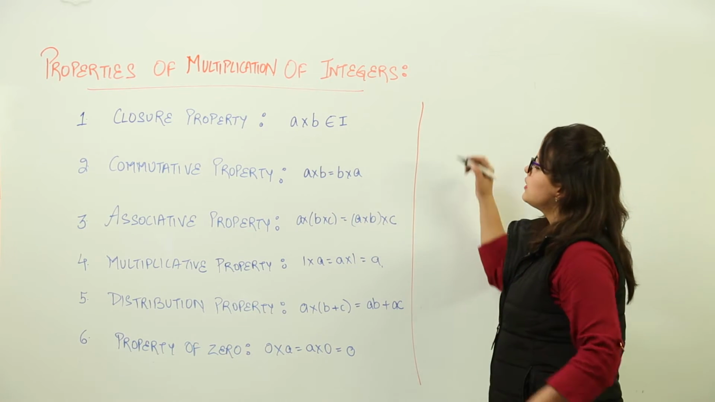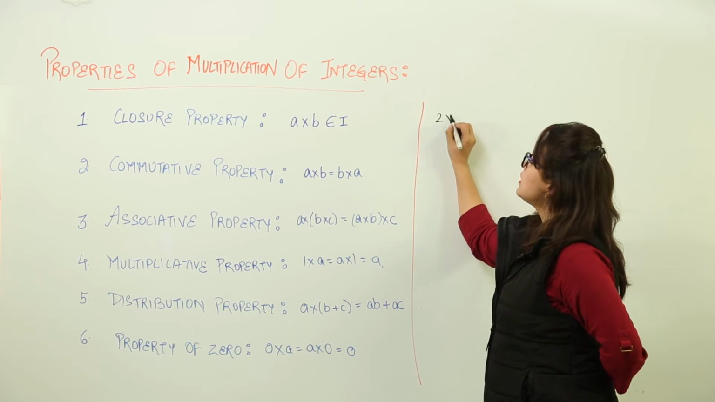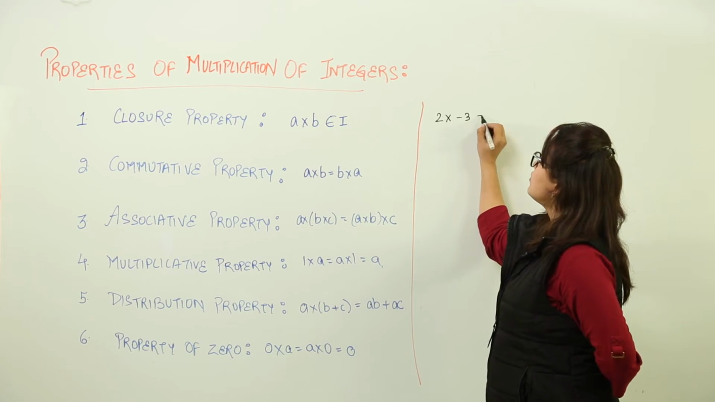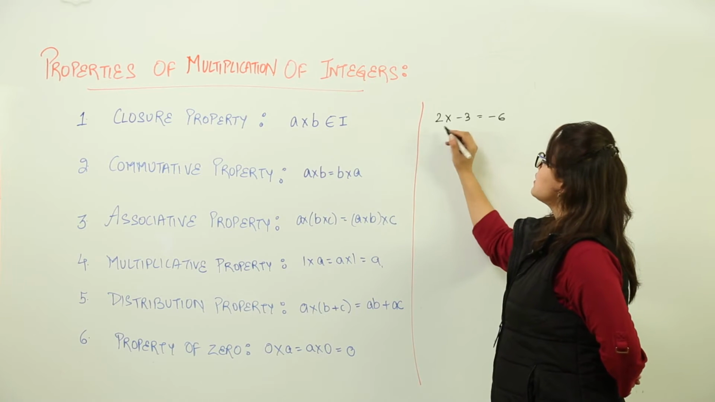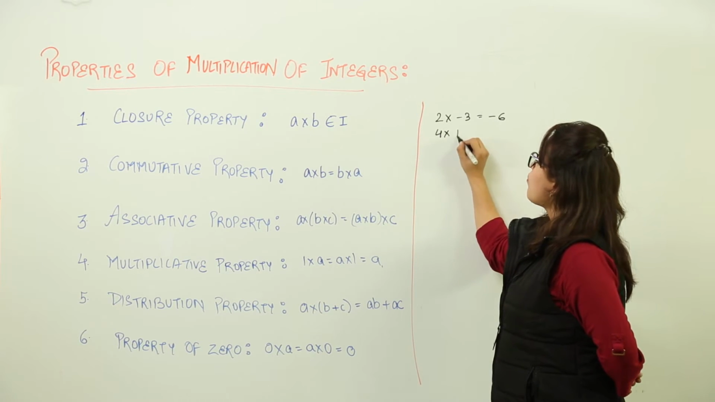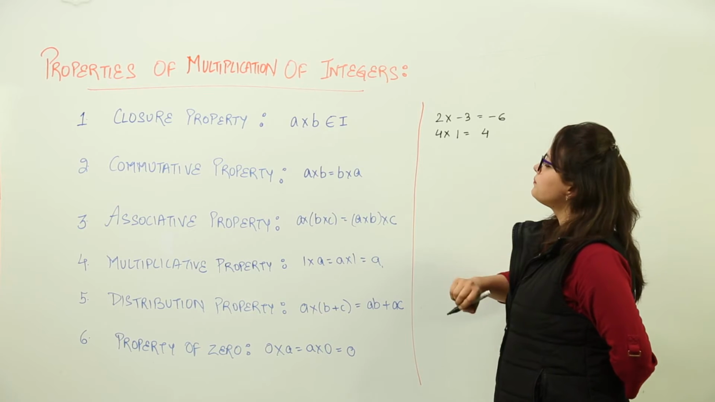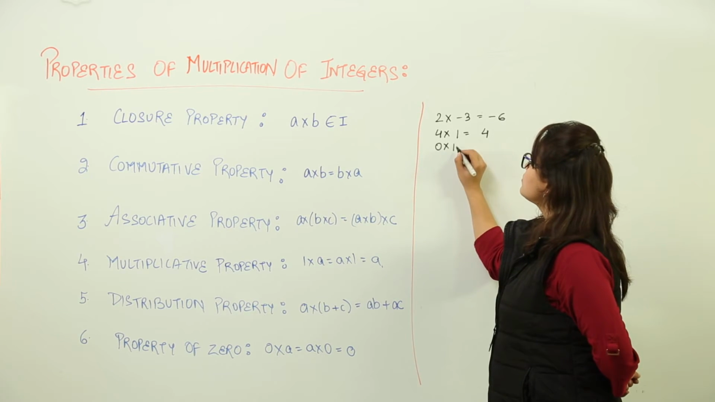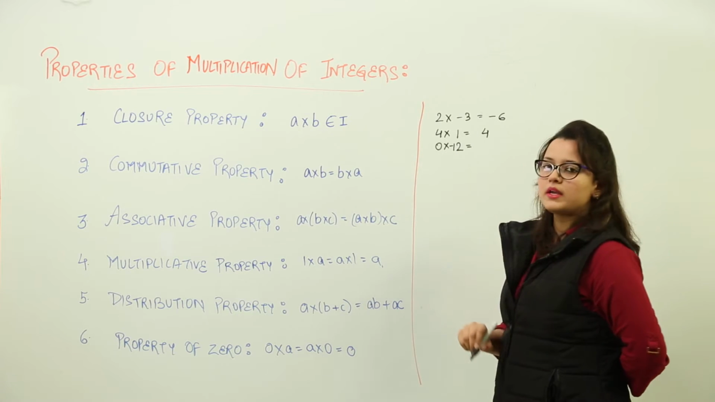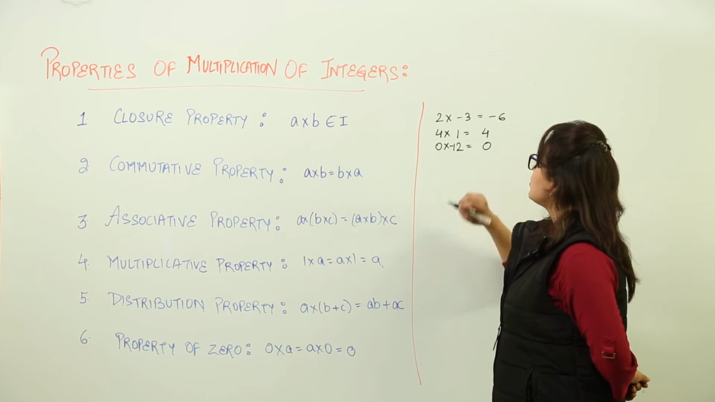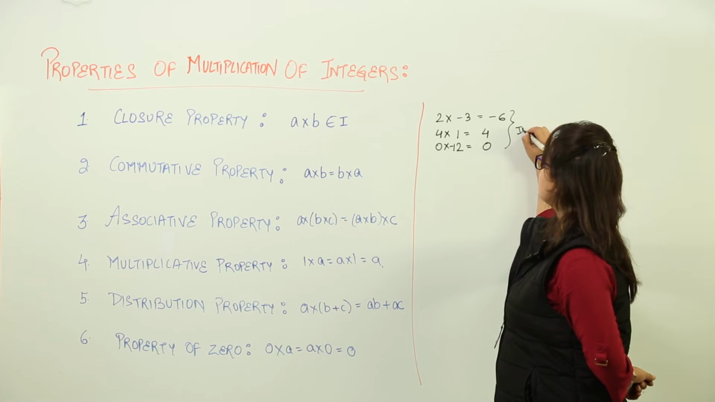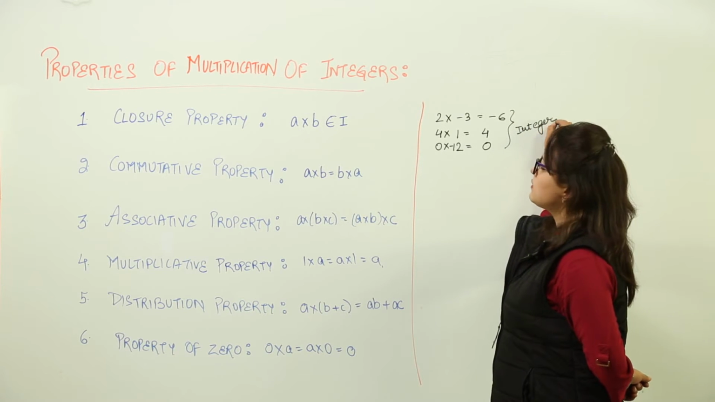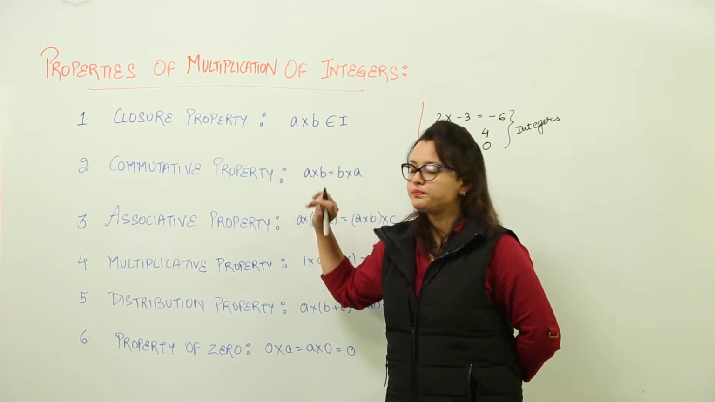Let us check. Let's say we have 2 into minus 3. What do you get? Minus 6. If you do 4 into 1, you get 4. So all these are integers. Let's say 0 into 12 or 0 into minus 12, you get 0. So all these are integers only, right? That means your closure property is true.